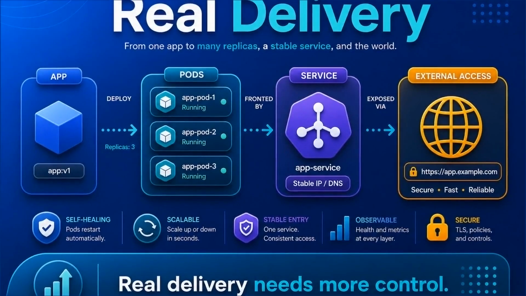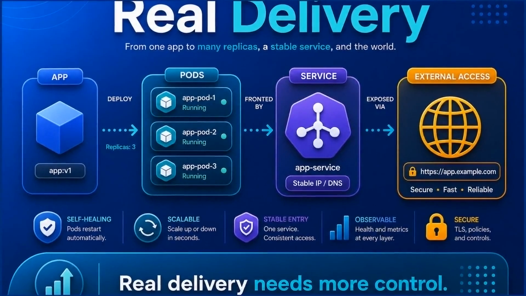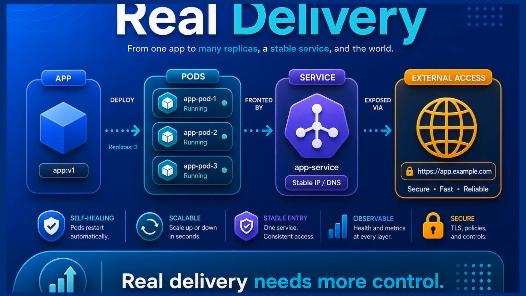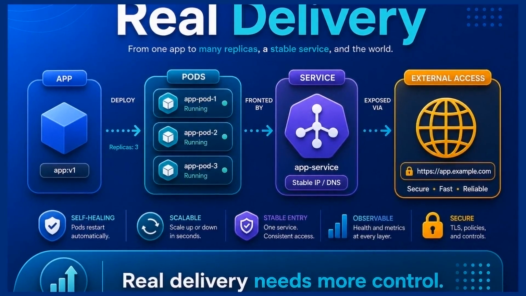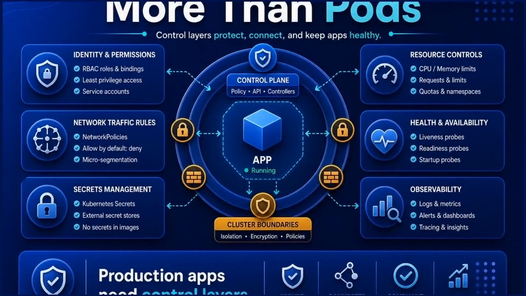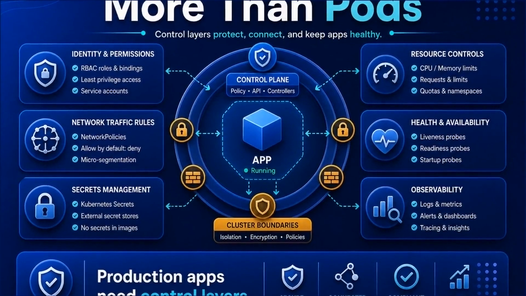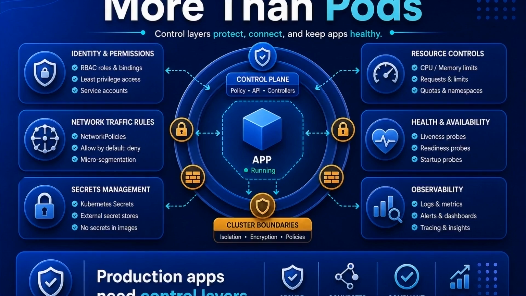A real application needs a way to keep the right number of replicas running. It needs a stable way to receive traffic. It needs external URLs. It needs permission boundaries. It needs traffic control. It needs secret handling. And it needs health checks so bad instances do not quietly stay in rotation.